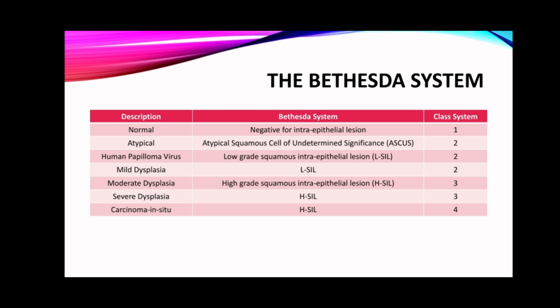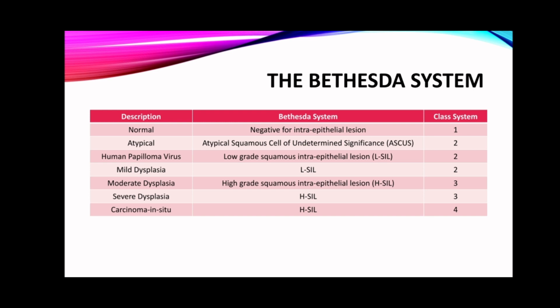When the pathologist sees an infection that is suggestive of human papilloma virus infection, then they grade that as low-grade squamous intraepithelial lesion, or LSIL. The equivalent to that in the class system is still class 2. When the pathologist detects mild dysplasia, or mild abnormal development or growth of the cells in the slide, they still grade that as LSIL, or low-grade squamous intraepithelial lesion, and the equivalent in the class system is 2.